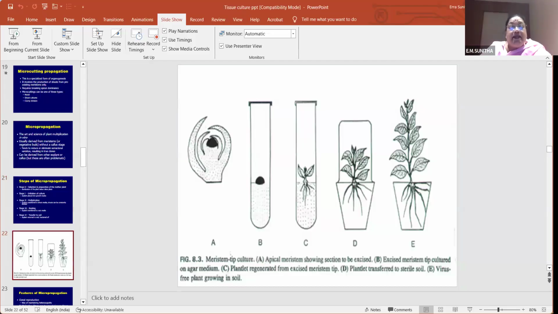See like this. You are taking the meristem part, the meristem or the shoot tip. So we have to put the apical meristem in the media. Then from that you will be getting the shoot system. Then after the shoot system, you put that for the root system, rooting hormone. Then from that you will be getting the whole plant. You transfer it into sterile soil. Okay.